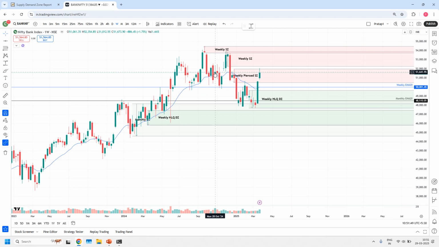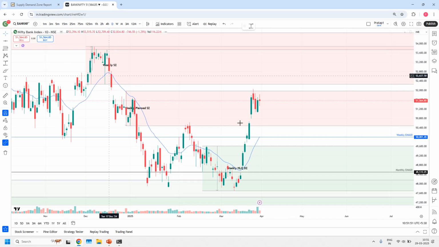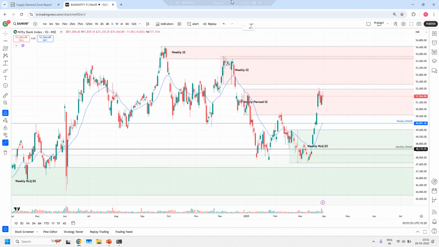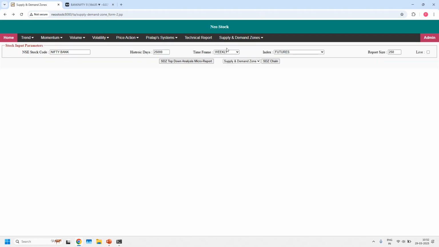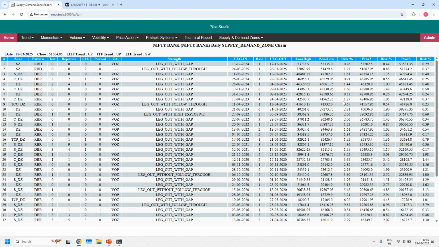Now let's move on to the daily time frame. Changing the time frame to daily and generating the daily supply demand zone chain for Bank Nifty. So this is a daily supply demand zone chain. This is the immediately available daily supply zone. We have two daily supply zones available. This is the immediately available daily demand zone.